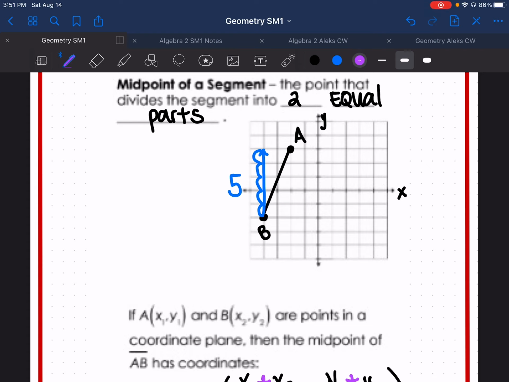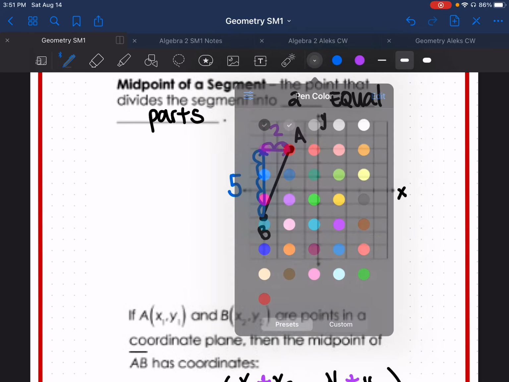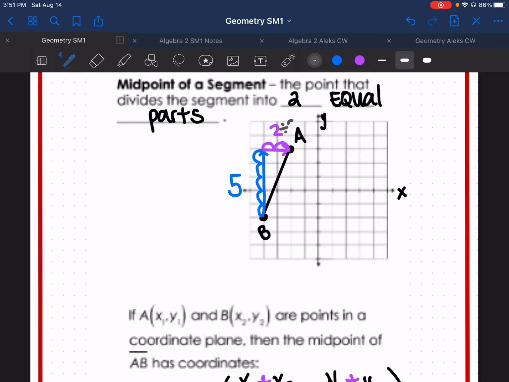Then from that point, you take a turn towards the next point, which is A in this case, and then you count how far it took you to get to point A. 1, 2. We are talking about the midpoint, and remember the definition is right up above. It is two equal parts. So all I have to do is come back and divide this by 2, which gives me 2.5, and divide this by 2, which gives me 1.